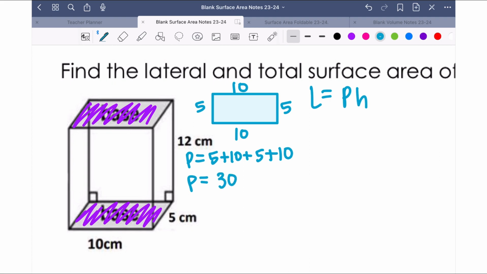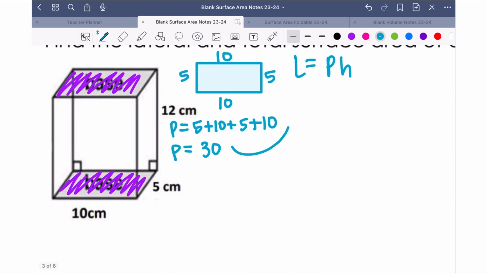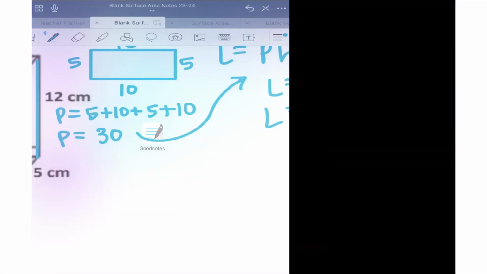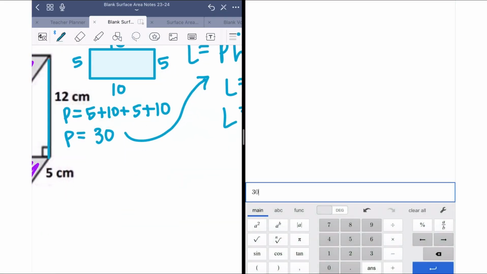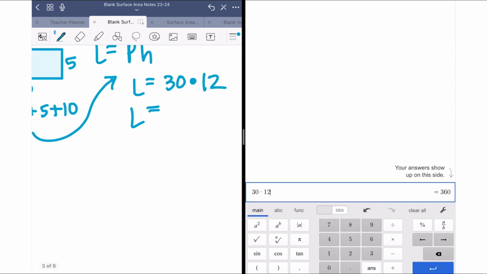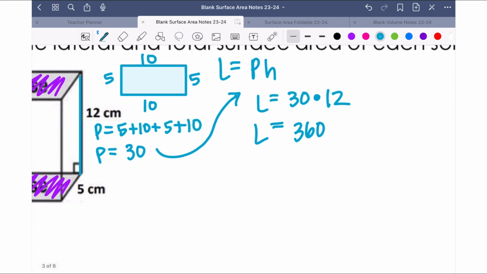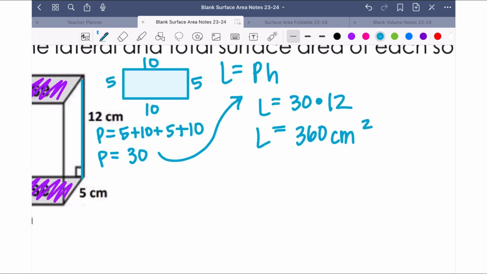All right, so we're going to take this perimeter and plug it in. Lateral area equals your perimeter times the height of your prism. How tall is this prism? This prism is 12 centimeters tall, so times 12. And then you just use your calculator. 30 times 12 is 360. Since this is area, it is centimeters squared. So there's the lateral.